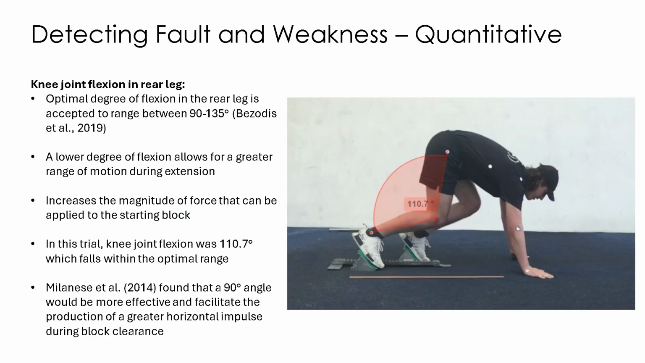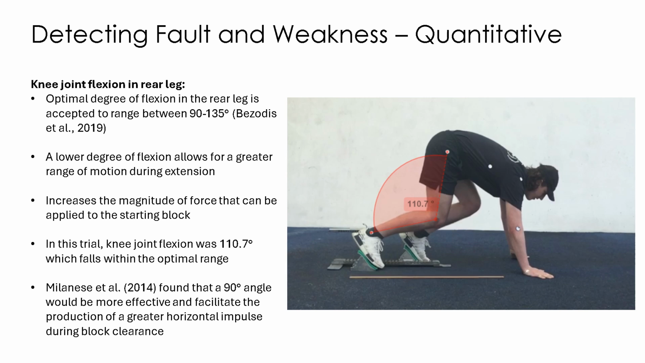Bezotis and colleagues concluded that the optimal degree of flexion in the rear leg knee joint is between 90 and 135 degrees, with a lower degree allowing for a greater range of motion during joint extension. A greater range of motion in joint extension increases the magnitude of force that can be applied to the starting block, which directly influences velocity and acceleration.